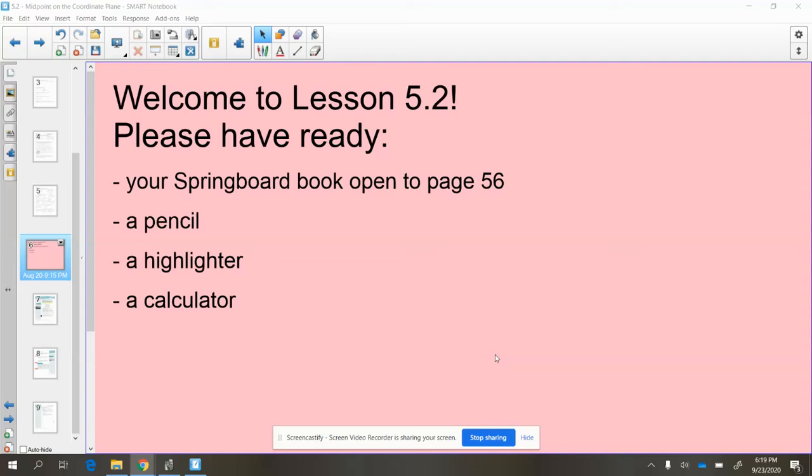Hey everyone, we finally made it to the last lesson of Unit 1, Part 1, and we are going to end it with something that may seem kind of familiar to you, the midpoint formula. So we are starting today on page 56 of your Springboard books. You're definitely going to want a pencil, possibly a highlighter, and for sure a calculator, okay?